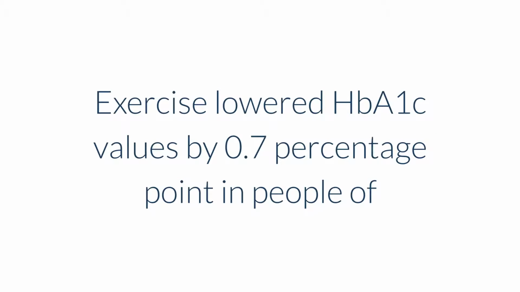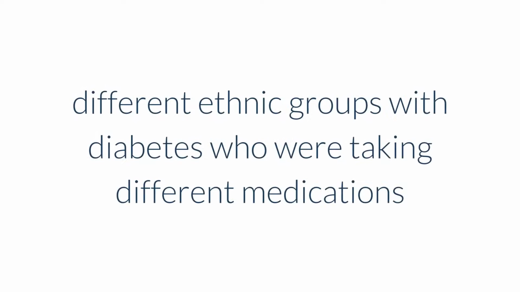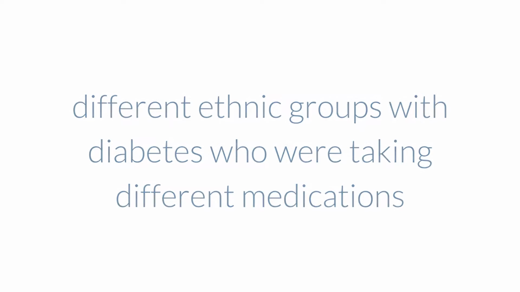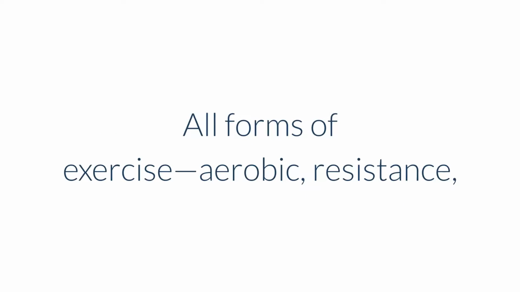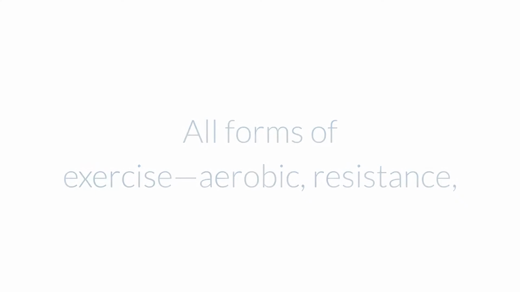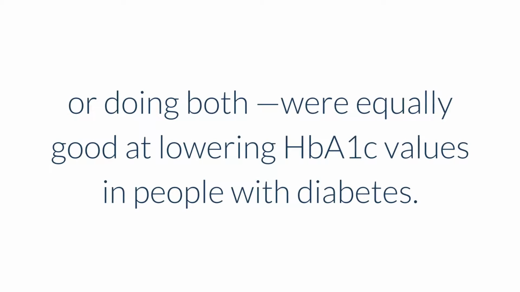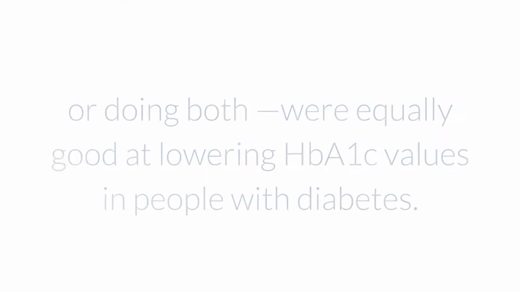Exercise lowered HbA1c values by 0.7 percentage points in people of different ethnic groups with diabetes who were taking different medications and following a variety of diets. All forms of exercise, including aerobic, resistance, or doing both, were equally good at lowering hemoglobin A1C values in people with diabetes.